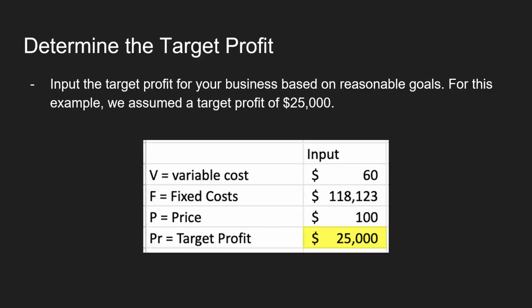The target profit is how much money the company wants to make at the end of the year. This is with both variable and fixed costs taken out. Here we assume 25,000 was a good amount. However, it could be changed to 10,000 or 100,000 based on the company's preference.